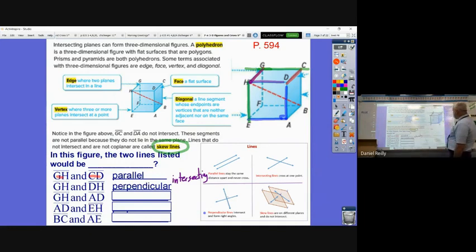All right, last one here, GH and AD. This one. GH and AD. What is the relationship of those two lines? GH and AD. They are what kind of lines? Roman. They are non-coplanar and they never intersect, and we call that skew. Skew lines. SKEW. Skew lines never intersect and they are not coplanar. Okay? Good. We'll skip the last two.